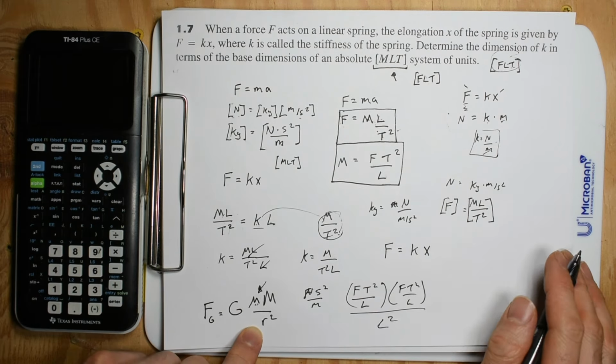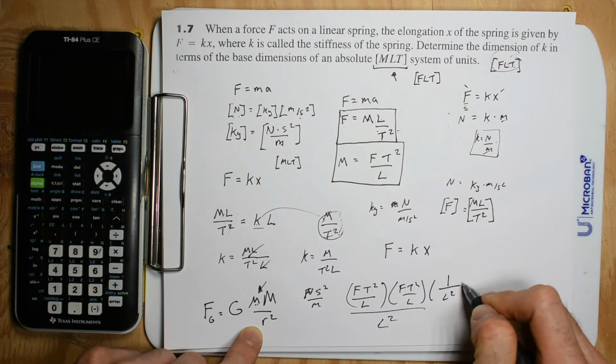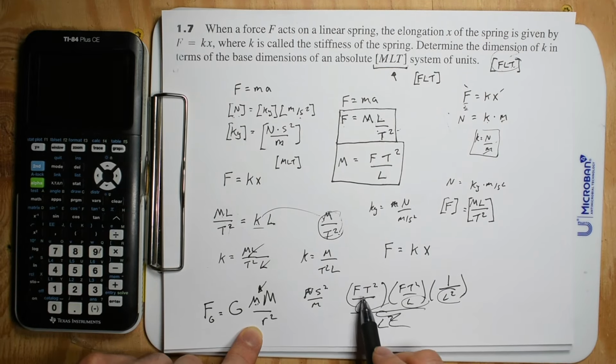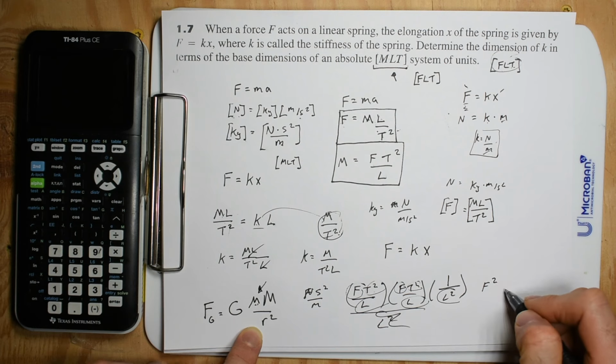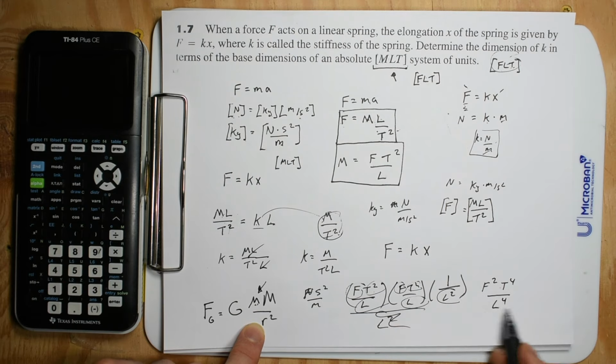Let's see. Divide by L squared is the same thing as multiply by 1 over L squared. So now you'll get 4 L's. You'll get 2 forces, so you'll get force squared time to the 4th divided by length to the 4th. If that's what you wanted, that's what you got right there.